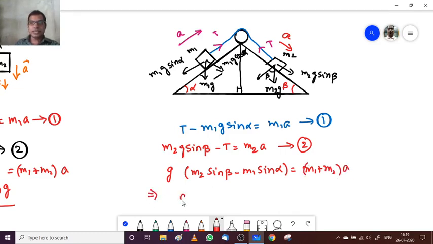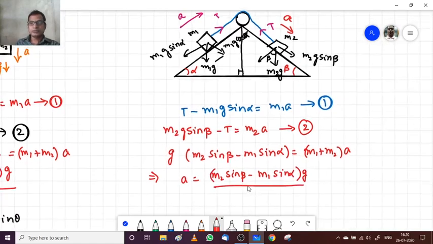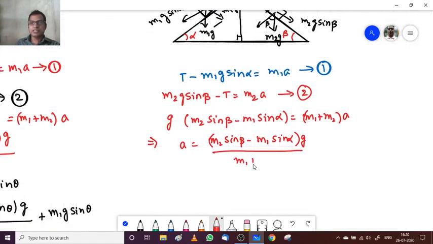So I can say a is equal to m2 sine beta minus m1 sine alpha into g divided by m1 plus m2. This is the oscillation component we have got. So the oscillation of the blocks is m2 sine beta minus m1 sine alpha upon m1 plus m2 into g.